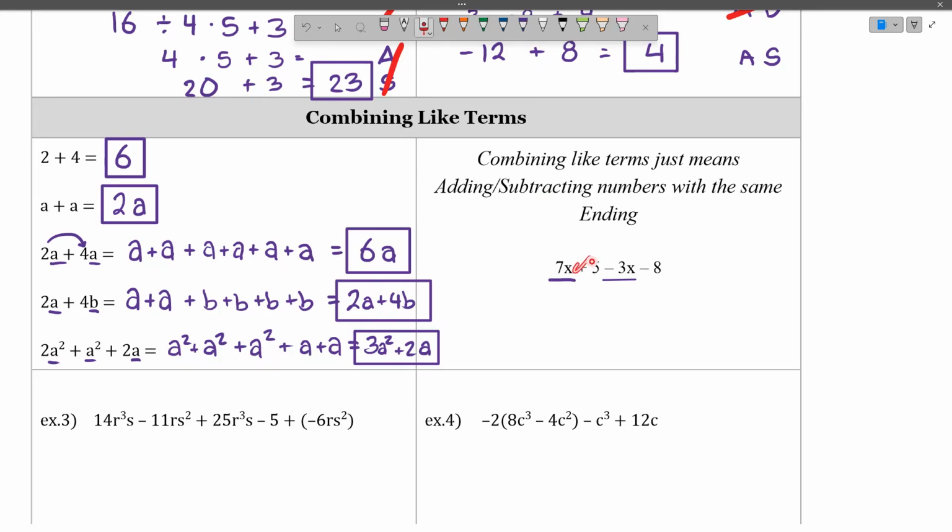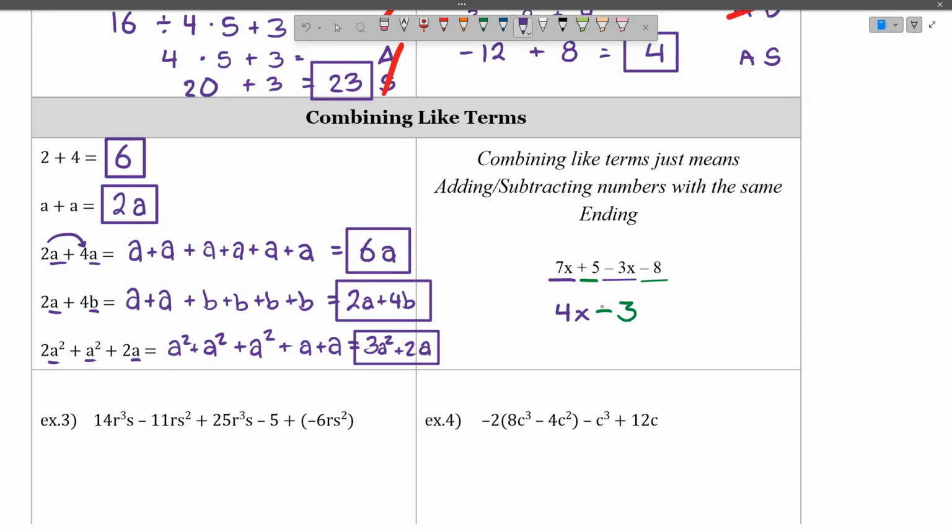So I'm going to ignore this 5. I'm going to ignore this 8 and just combine this 7 and this 3. 7 minus 3 is 4, and I'll keep the ending the same, 4x. Okay? Then I'll take a look at the next numbers, 5 and 8. They both have the same, air quotes, ending because they both don't end in anything. They're just numbers, which means we can combine them. 5 minus 8. Okay, so we have different signs, so we subtract them. 8 minus 5 is 3. And then the bigger number was 8, so it's negative 3.